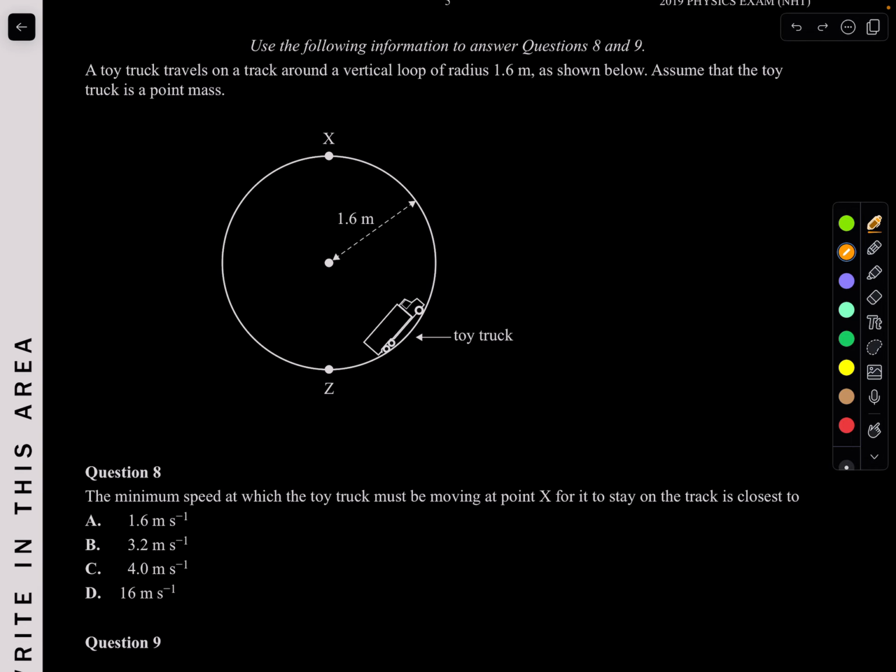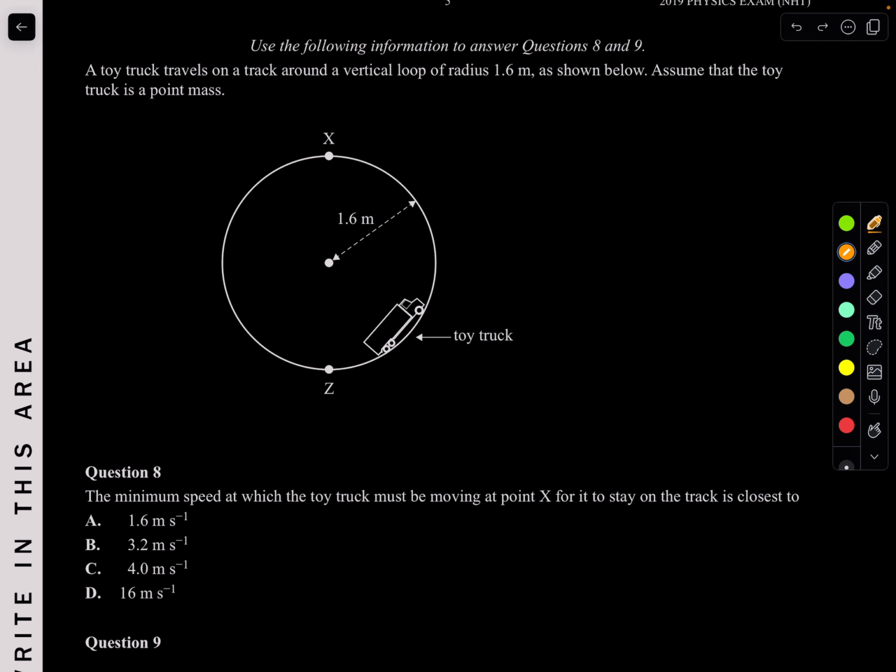A tow truck is traveling on a track around a vertical loop of radius 1.6 meters, as shown below. Assume that the tow truck is a point mass, okay? The minimum speed at which the tow truck must be moving at point X for it to stay on the track is closest to what?